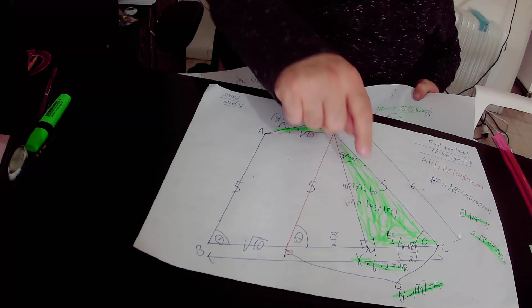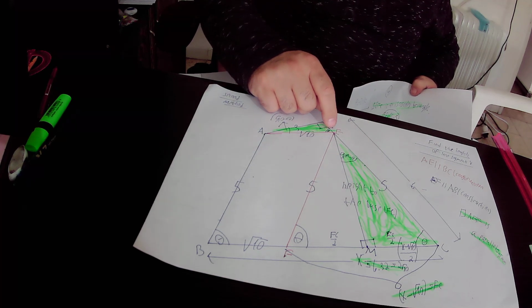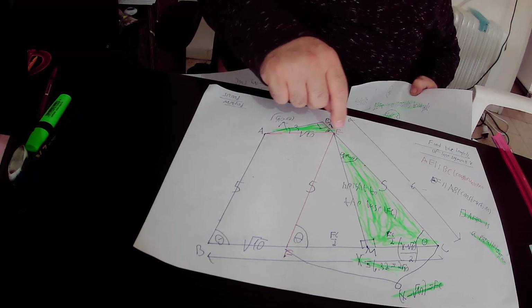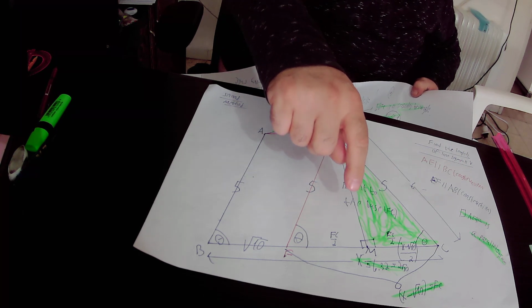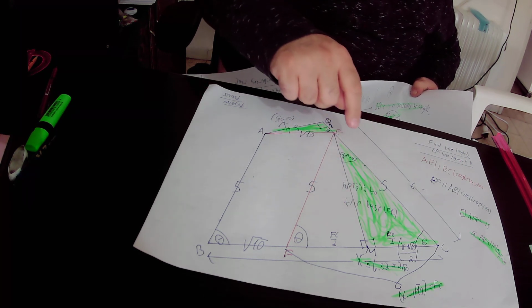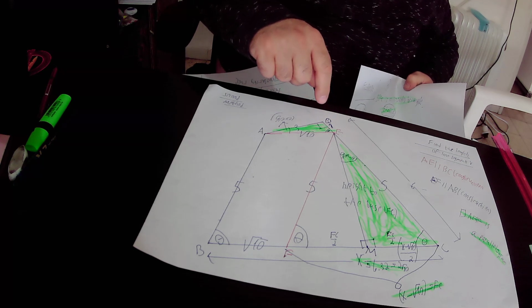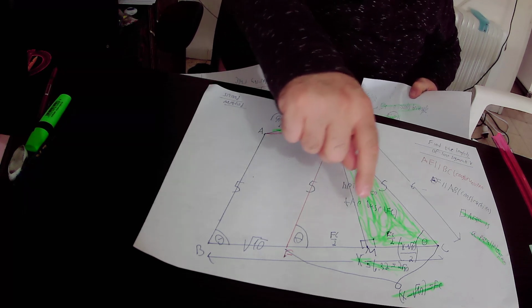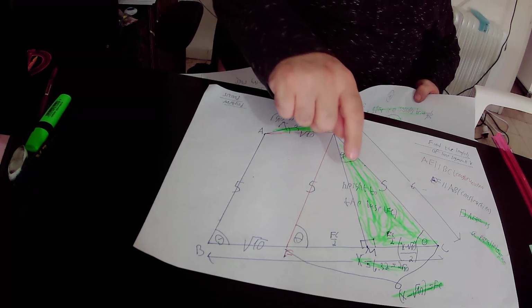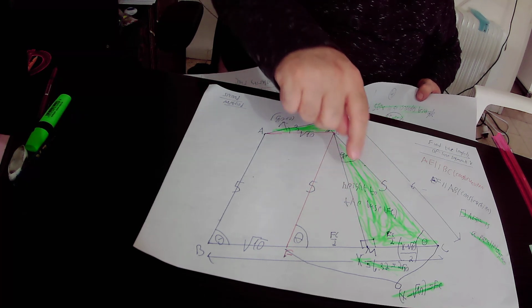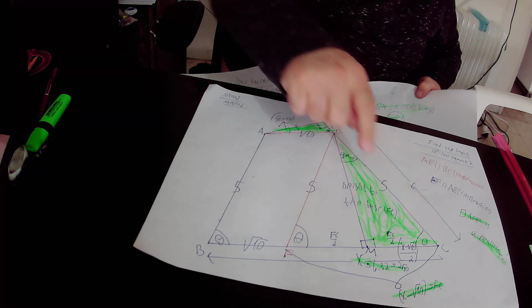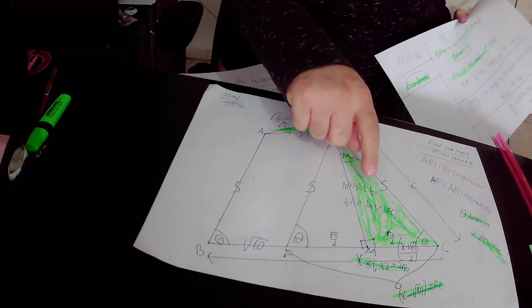So EM, the line segment that starts from the vertex of the triangle and ends at point M and makes 90 degrees with the base FC, is defined as the height to the base FC. This angle equals 90 degrees, this angle equals 90 degrees, therefore EM is the height to the base FC. Okay, EM is the height to the base FC.